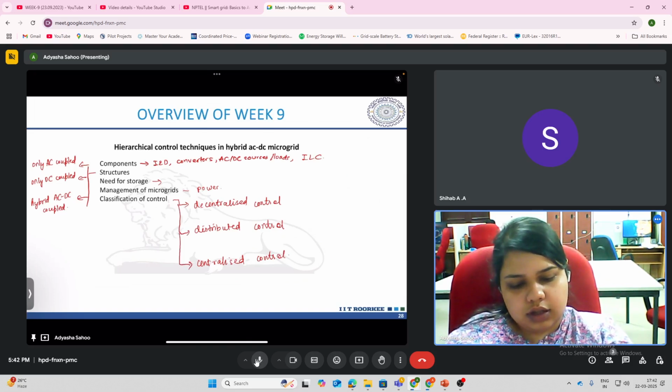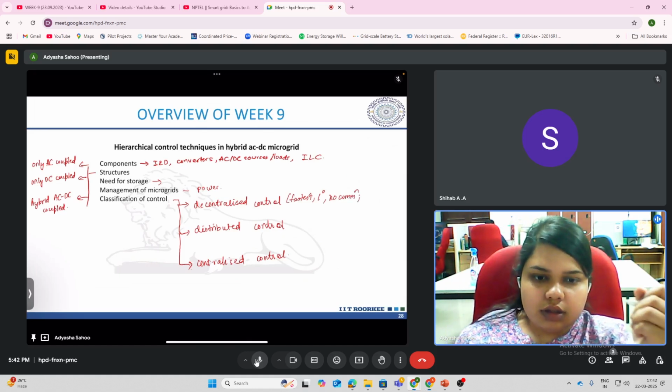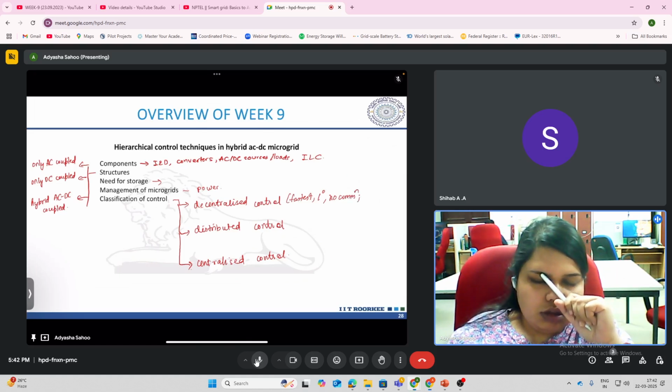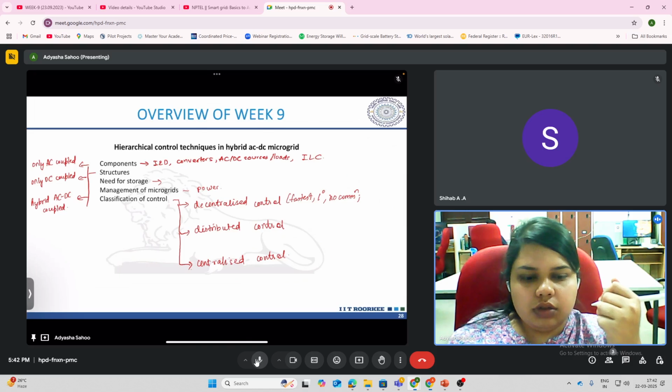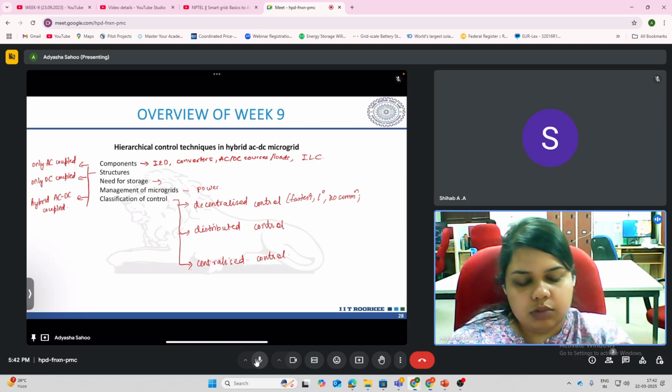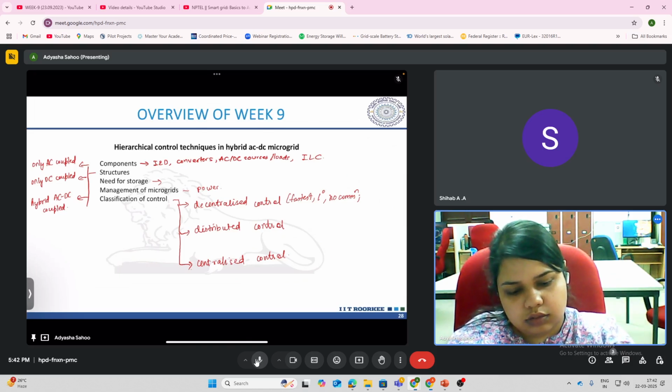So we had discussed that decentralized control was the fastest, and this was the primary one. Here, no communication was there between the devices, and the disadvantage here was that it may not reach the global objective since there is no communication. No global objective.